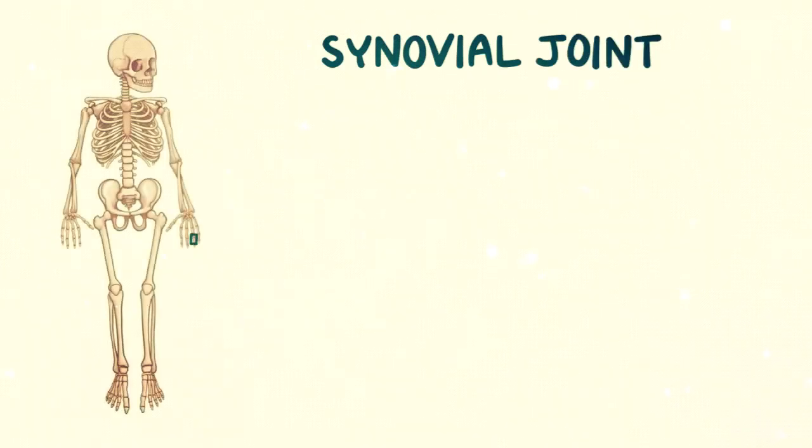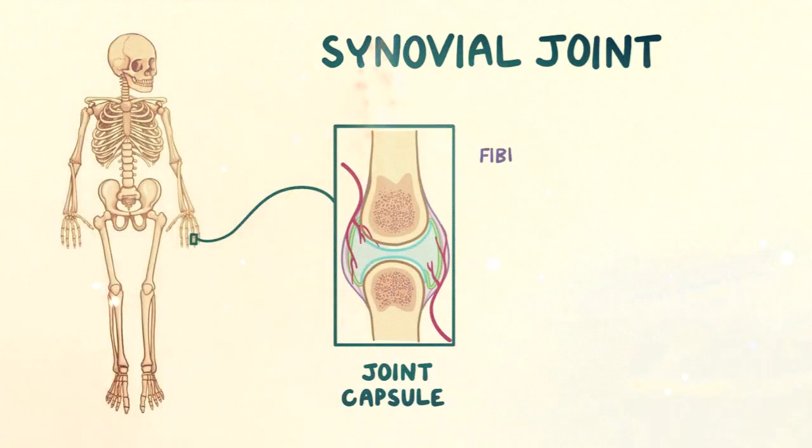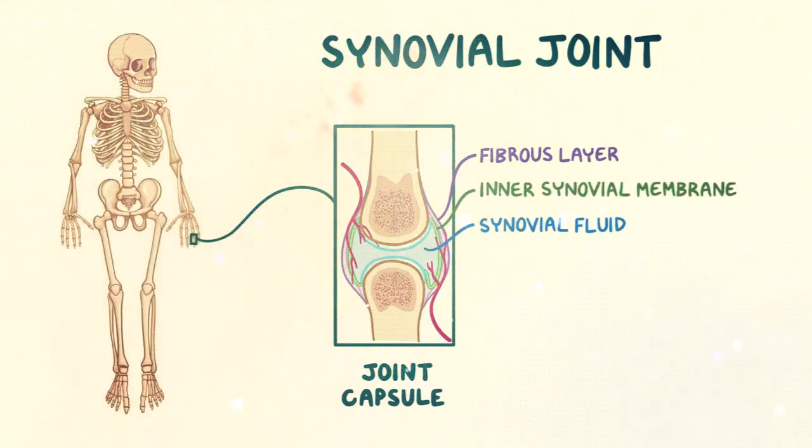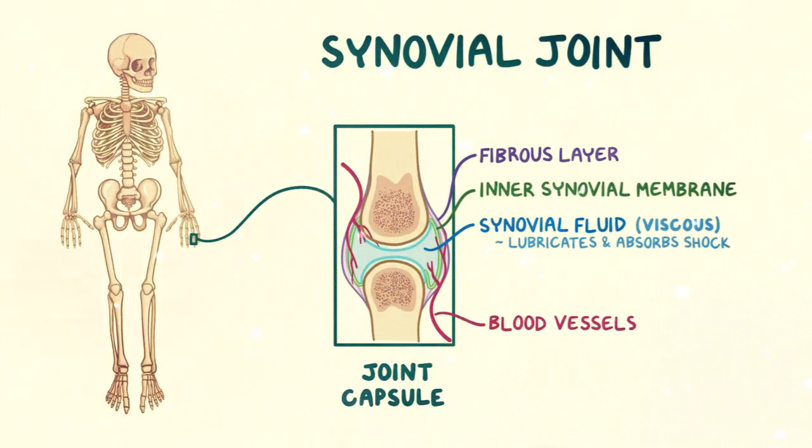A synovial joint consists of a joint capsule which has an outer fibrous layer and an inner synovial membrane filled with synovial fluid. The synovial fluid is a clear, viscous fluid that looks like the white of an egg, and it helps lubricate the joint and absorb shock. The synovial membrane has blood vessels that supply the joint with nutrients and oxygen.